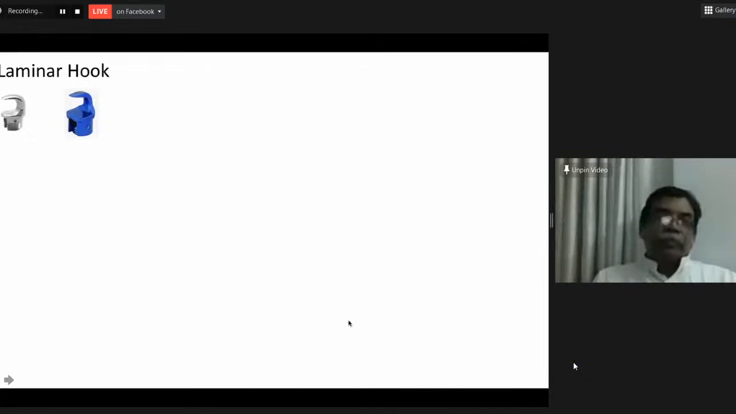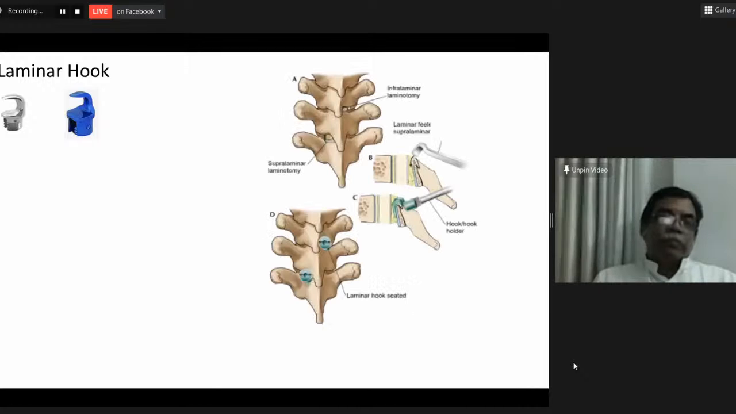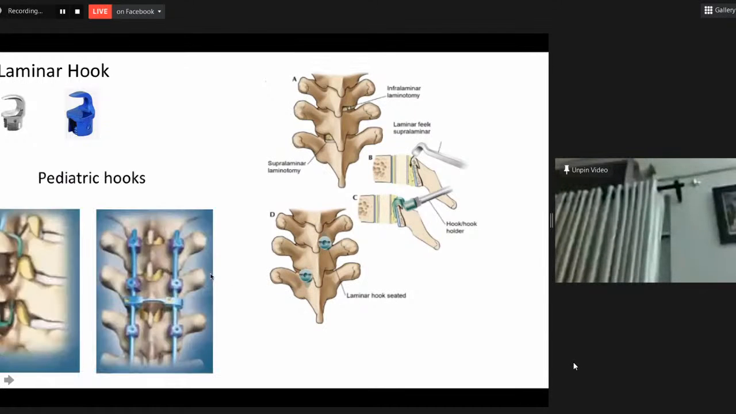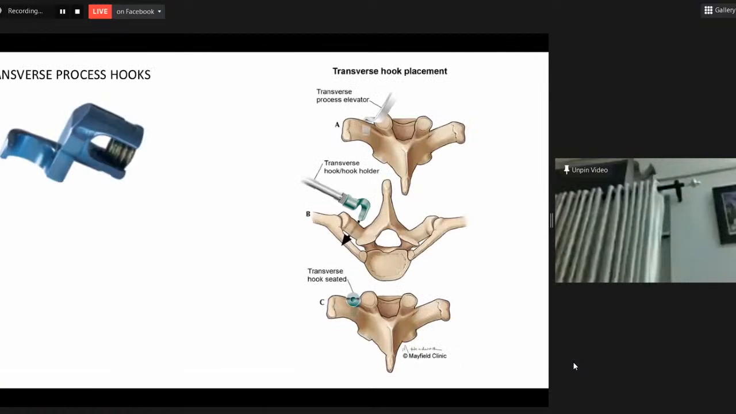Then there may be a laminar hook, and there are different sizes for that, and one can use according to the need. With a periosteal elevator or a starter, you make an opening here inside, and then it is from the superior aspect. So this is the superior laminar hook. There may be an inferior laminar hook also. According to the placement, the name has been given. Specific hooks have been made for the pediatric age group also. And these are the transverse process hooks.